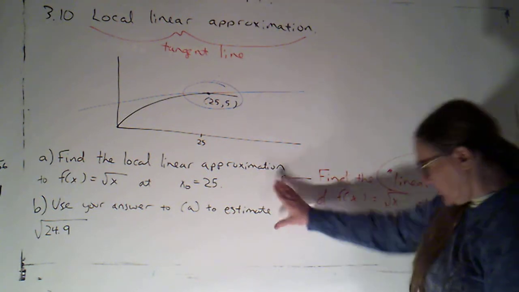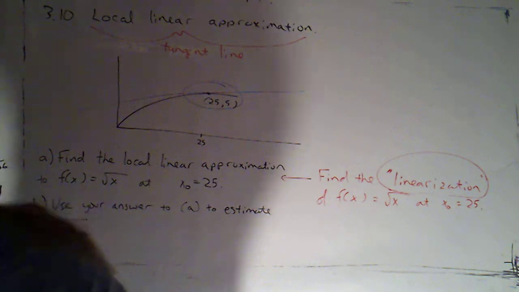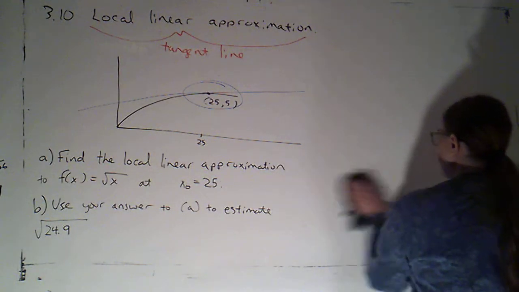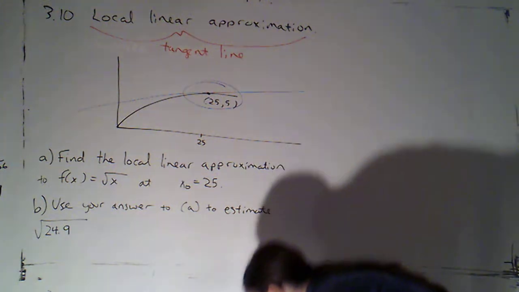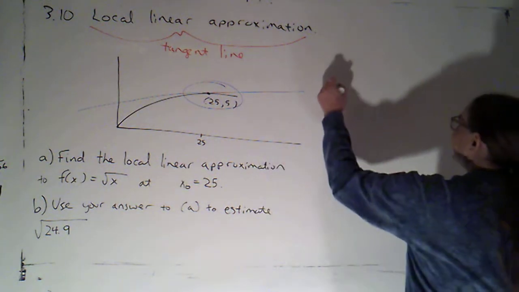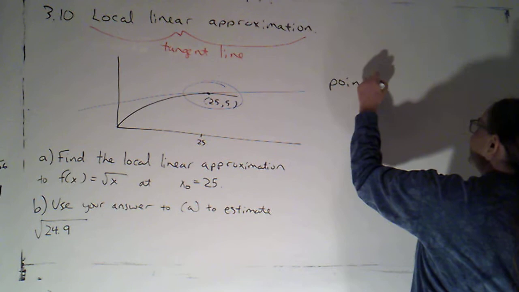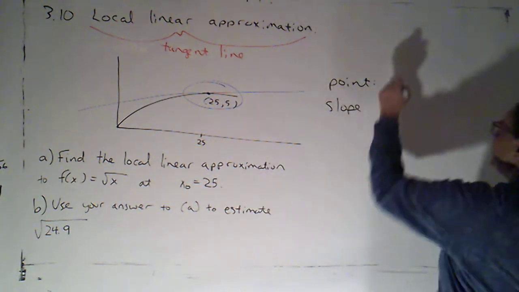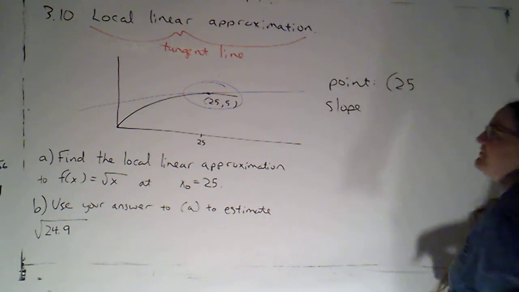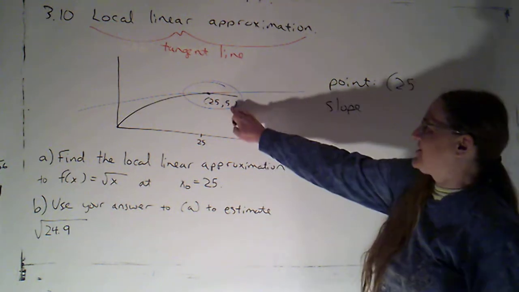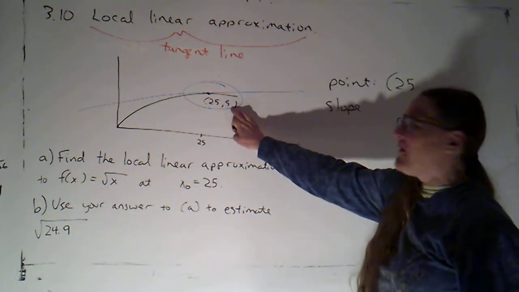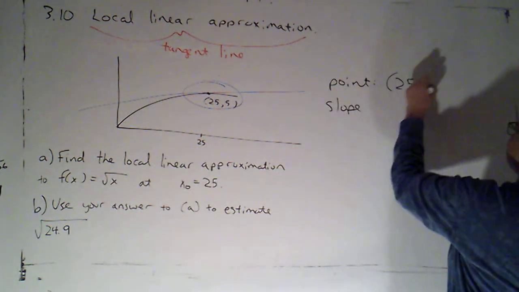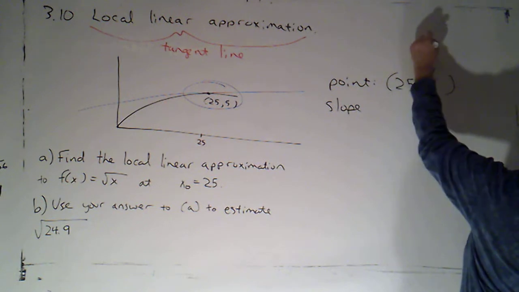Okay, so let's see if we can't do this problem. So if we're finding the local linear approximation, we're finding the tangent line. I know we need two things. We need a point and we need the slope. Now for the point, we were given the x value, that's 25. The y value I've actually already calculated, but we get the y value by simply plugging into the function. And of course, the square root of 25 is 5.